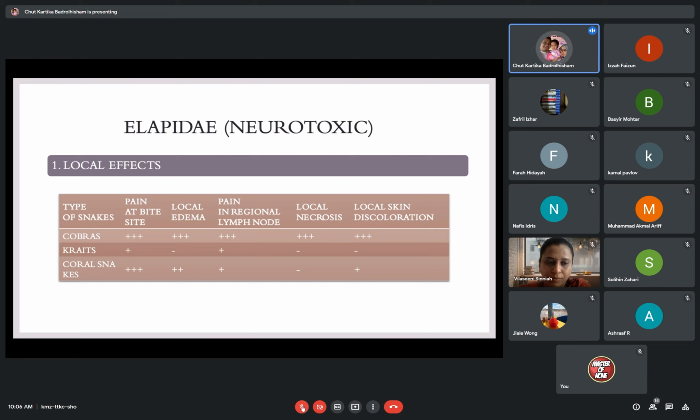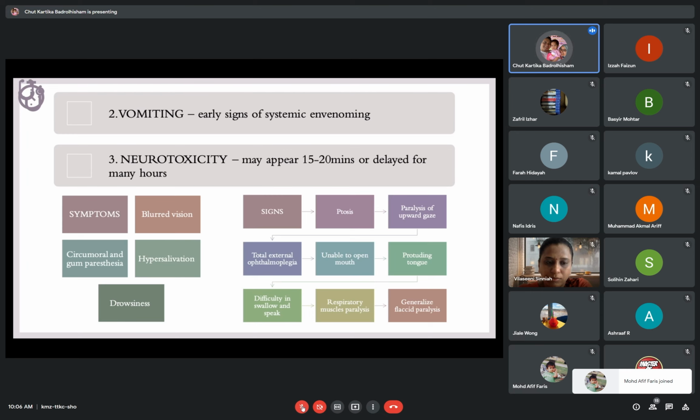And then the early sign of systemic envenoming includes vomiting. When envenoming occurs, neurotoxicity may appear between 15 to 20 minutes or may be delayed for many hours. Patients may have symptoms of blurred vision, circumoral and gum paresthesia, hypersalivation, also drowsiness.